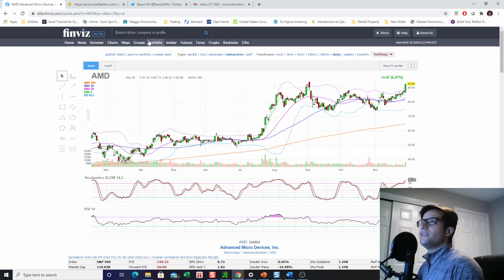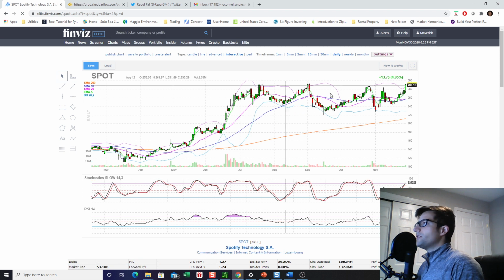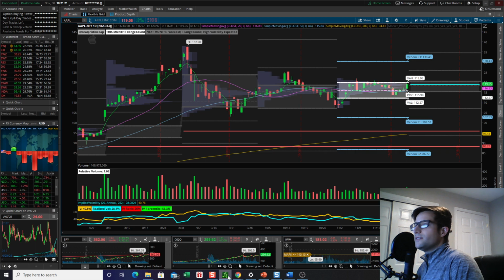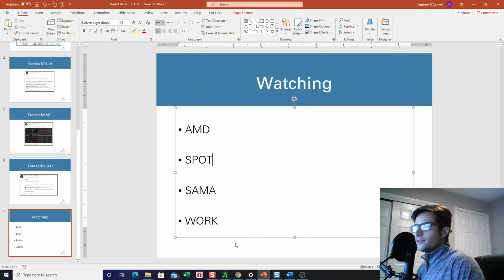Spotify. This is another one where I was actually debating whether I should put on Apple or Spotify. This one looks even better than Apple. Spotify, you can see, looks so similar to AMD, up almost 5% today. And it's approaching the top end of its recent range. So that is another one that looks super interesting. And then, where's the other one?